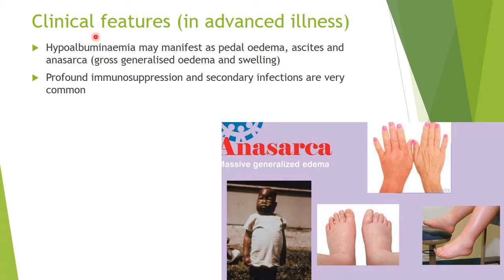Other clinical features are hypoalbuminemia, which may manifest as pedal edema, ascites, and anasarca. There is gross generalized edema and swelling. There can be pedal edema, ascites, and even anasarca, and profound immunosuppression and secondary infections are very common.